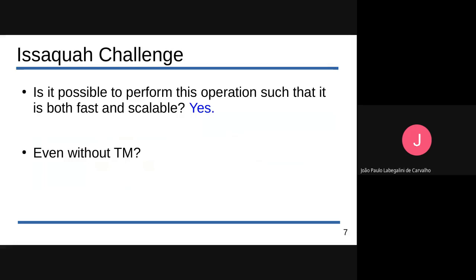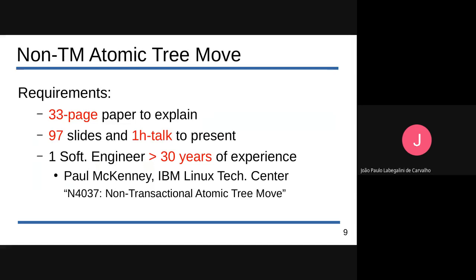The second question was, can you do it without using transactional memory? The answer was also yes. However, in order to accomplish that, you need a 33-page-long paper to explain the solution, and 97 slides presented in a 1-hour talk to show all the details on how to solve the problem. And the solution was written by a software engineer with more than 30 years of experience. This concrete example shows how complicated and how tricky synchronization can be.